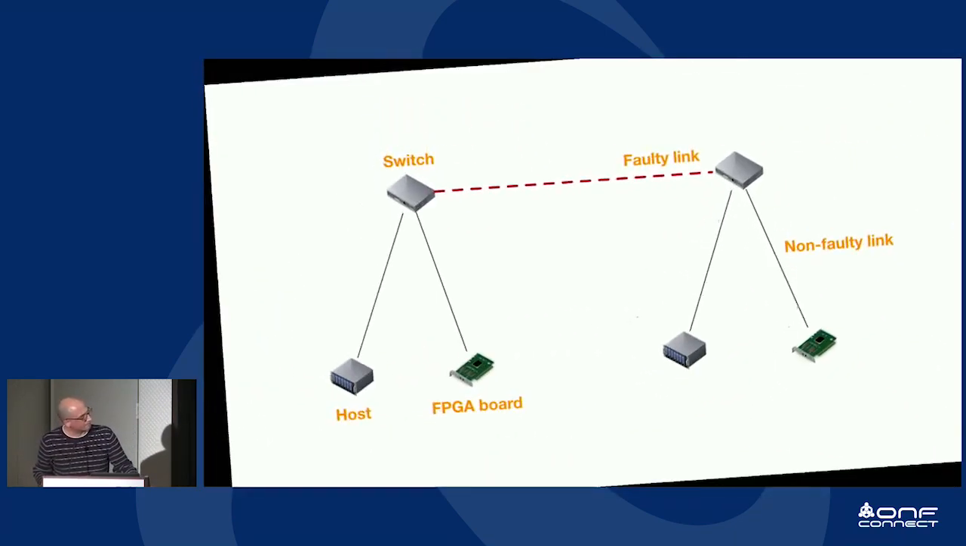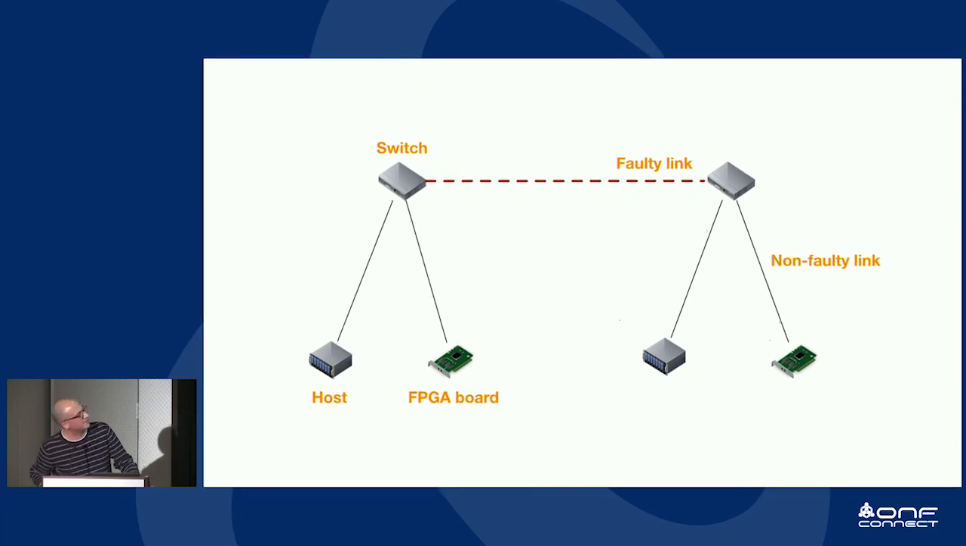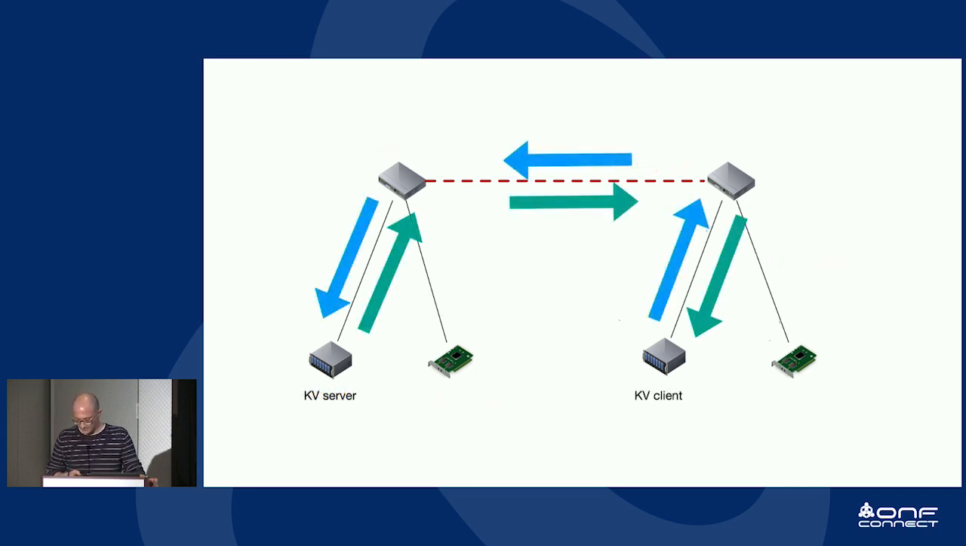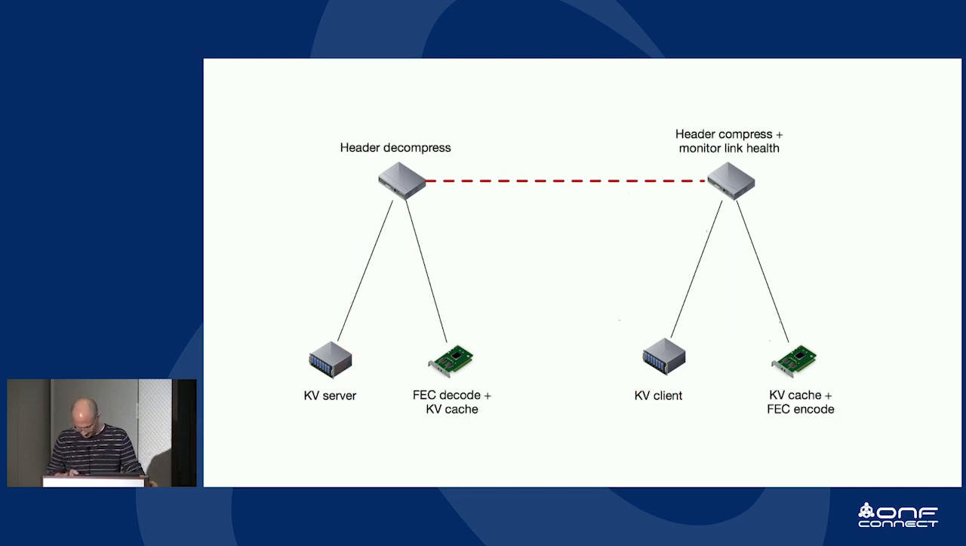So for the example, I'm sorry for the animation, by the way. Something must have failed over. For the example I'm going to talk about, we're going to have a network where we have a faulty link connecting 2 switches, and the switch connects a host and an FPGA board. And basically, the main actors in the story are the key value client and the key value server, and we have 2 complementary flows traveling between them.